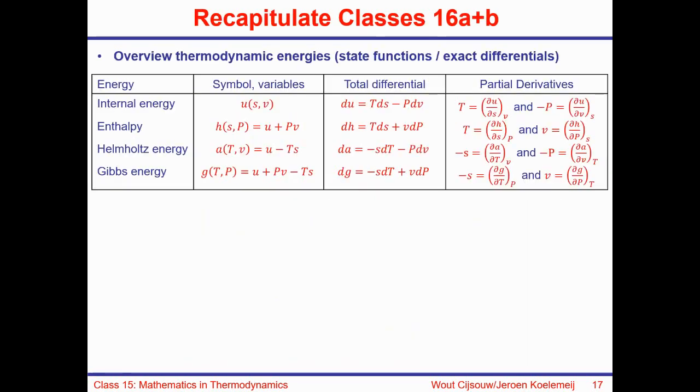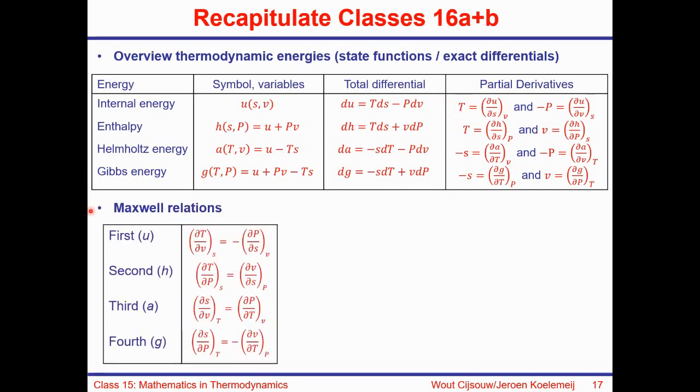So let's make a short recap of both the previous class 16A and this class 16B. So we had seen the four thermodynamic energies or thermodynamic potentials, which have a full form. They also have a differential form. And from these, we could derive partial derivatives that turned out to be equal to the basic thermodynamic properties, giving us new definitions of the temperature, of the entropy, and so on.